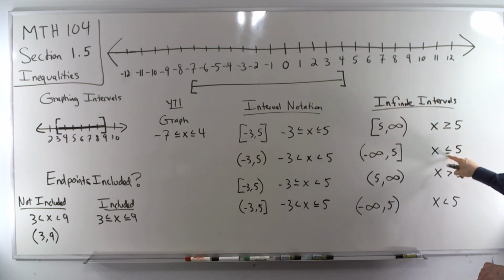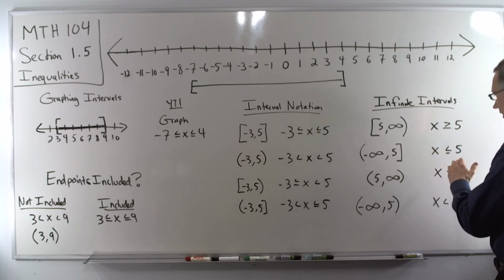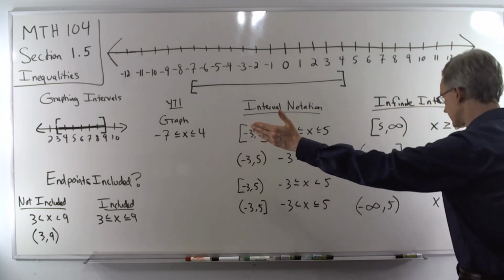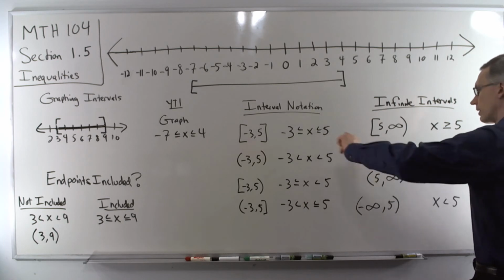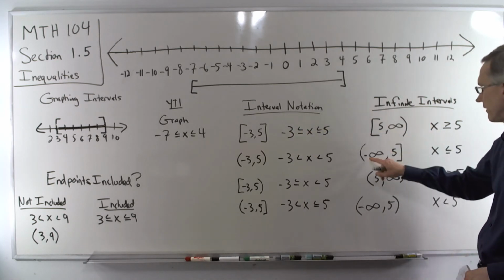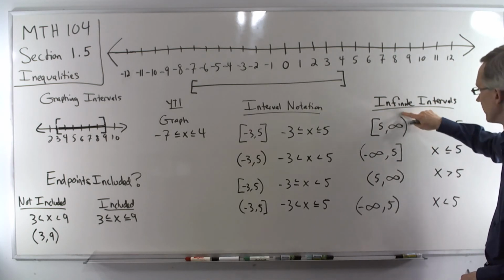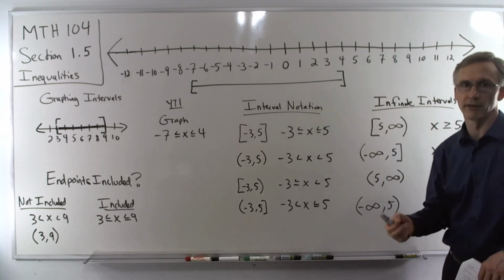If we want to do less than 5, that means our endpoint is on the right-hand side. We want every number less than that. So that's to the left on the number line, and we can go all the way to negative infinity to the left. Now notice whenever we have an infinity symbol, it doesn't matter if we have greater than or equal to or greater than, the infinity symbol always has a parenthesis.